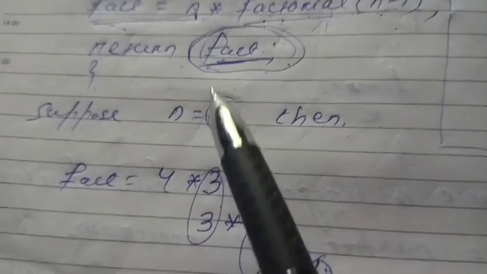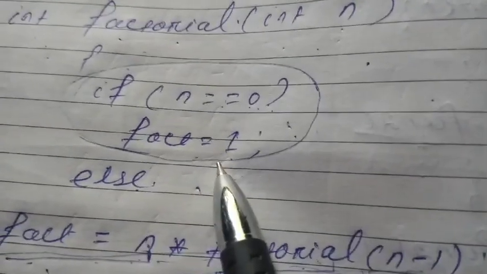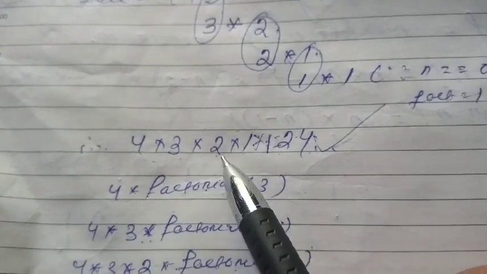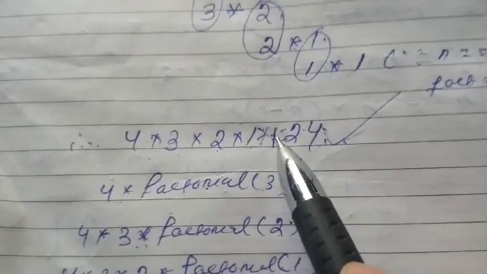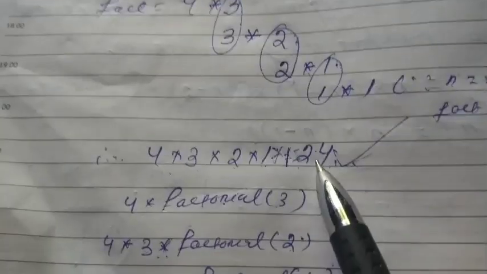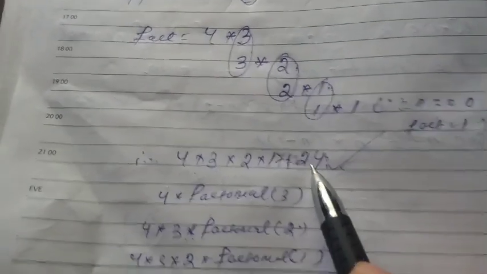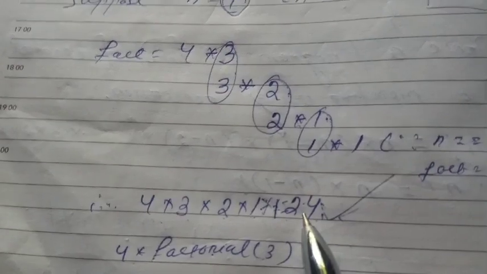Here we get fact equal to 1. So finally we get the result, that is 4 into 3 into 2 into 1, that is equal to 24. Clear? So we'll take another very common example that comes in the exam very often, that is the Fibonacci series.